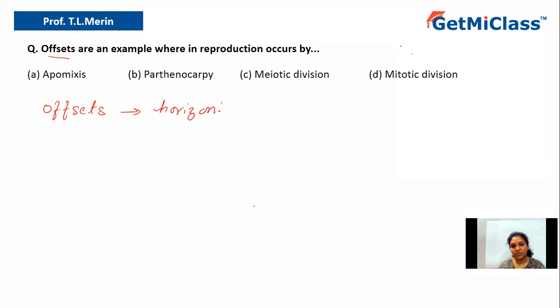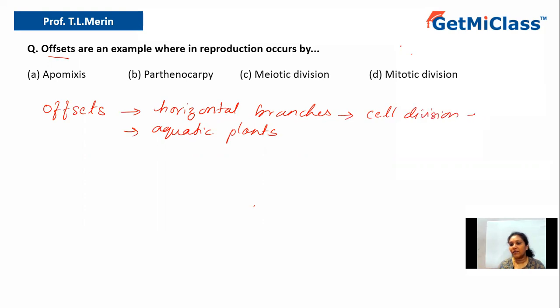These are horizontal branches which can be seen in case of, offsets are specifically found in aquatic plants. And why are we so particularly talking about them? Because these horizontal branches undergo cell division. The cells of these branches undergo cell division and give rise to new offsprings, or you can say progeny.